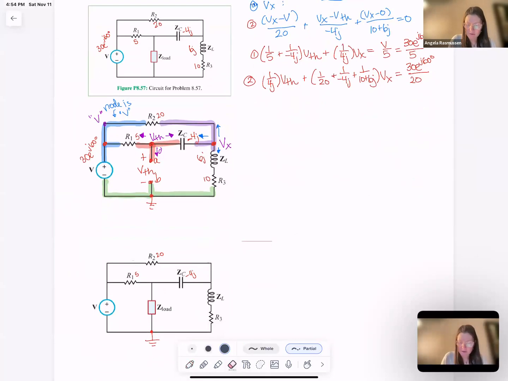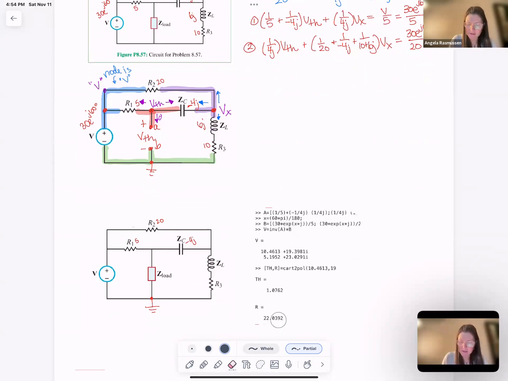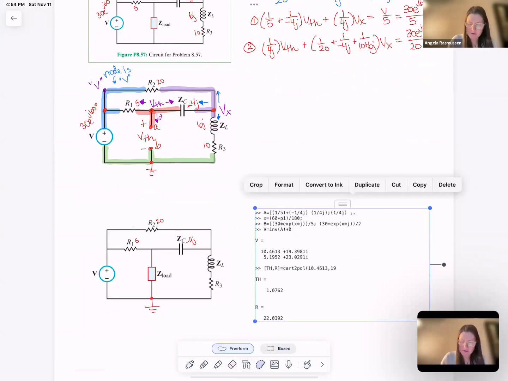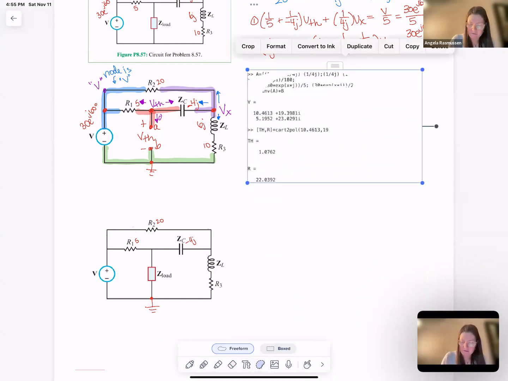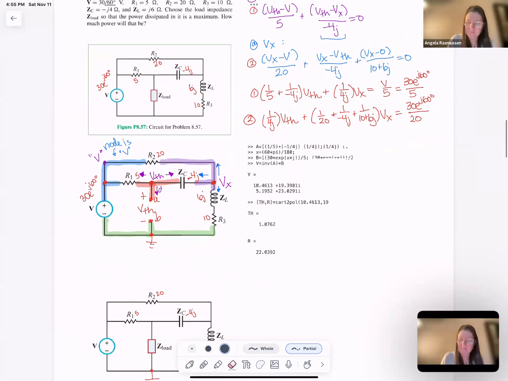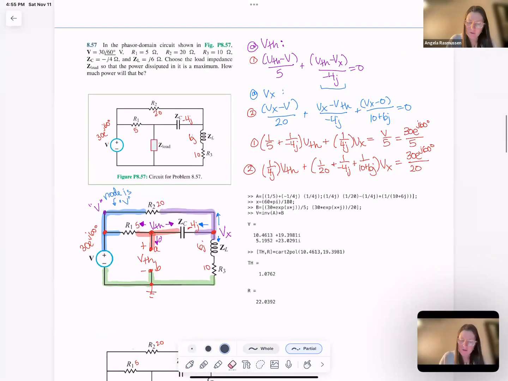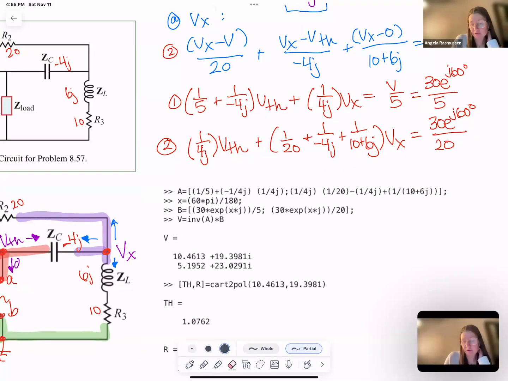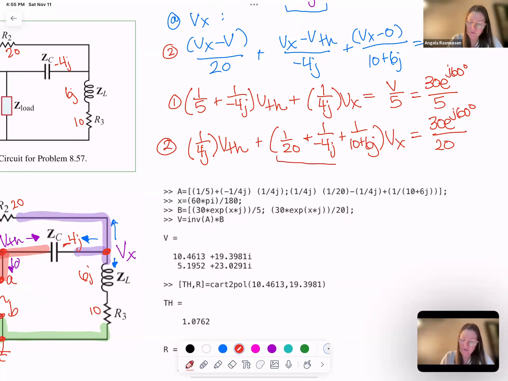And so I can do that and get values for it. I define my A as the first equation, 1/5 plus minus 1 over 4j, or 1 over minus 4j, and then 1 over 4j. And then on the second row it's going to be 1 over 4j VTH, and then this whole term, which is that one.